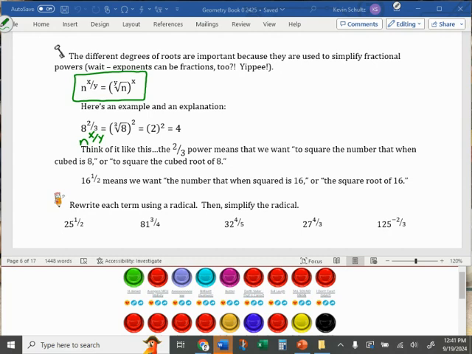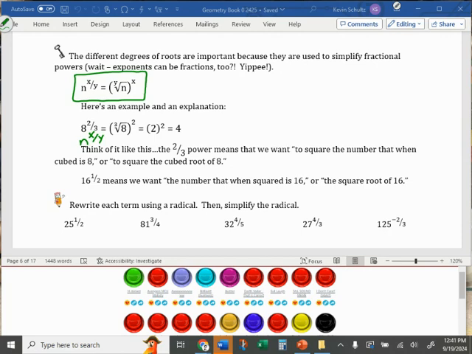We can rewrite that using a root. Just take a moment to notice where each piece goes. Where does the 8 go? The base goes under the root. The denominator becomes the degree of the root, and the numerator becomes the power to which you take that total.